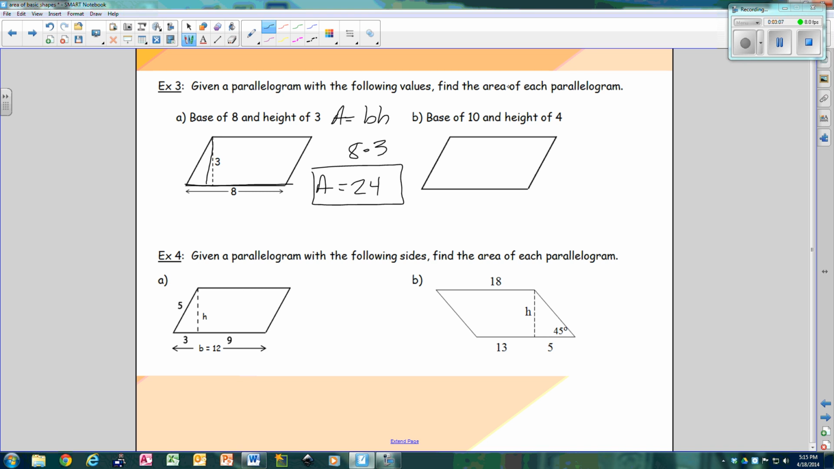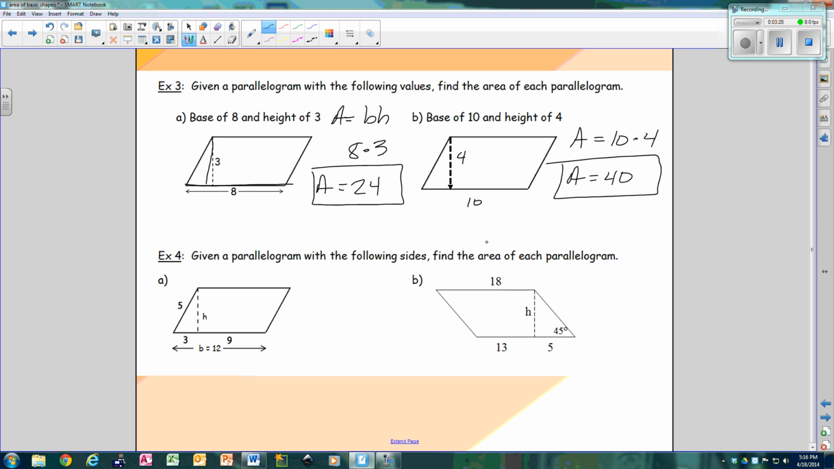Okay, in this one they didn't draw that, but it's still there. Even though it's not drawn for you, it's still there. So you could go over here and you draw a little height going. So if my base is 10 and my height is 4, then my area is base times height of 40.